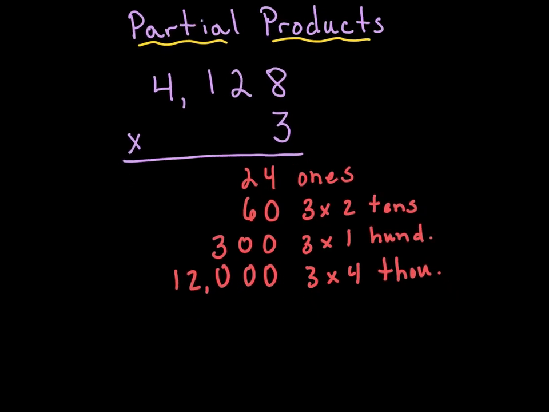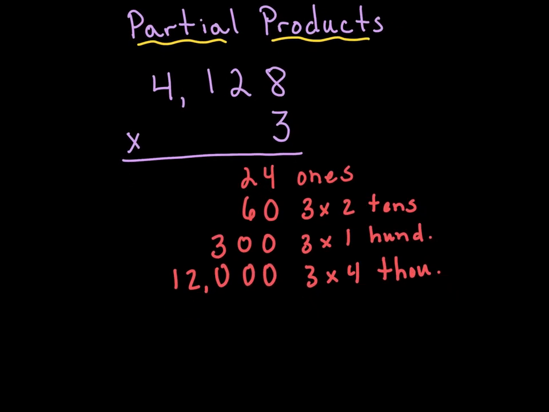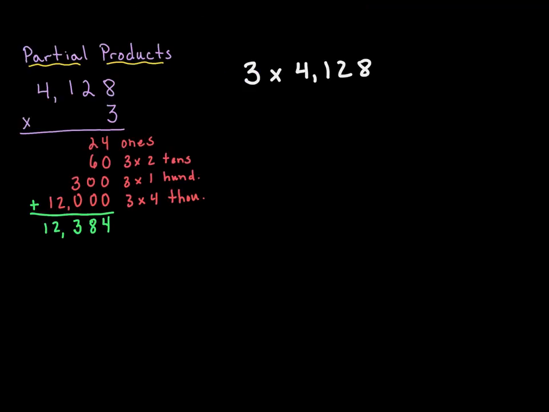All right, these are partial products now. So what we do with partial products is that we add them. So we have 4 ones, we have 8 tens, we have 3 hundreds, and now we have 12,000. So the product of 4,128 times 3 is 12,384.